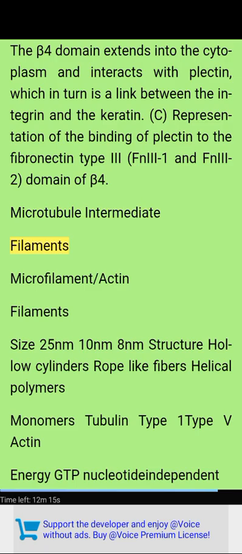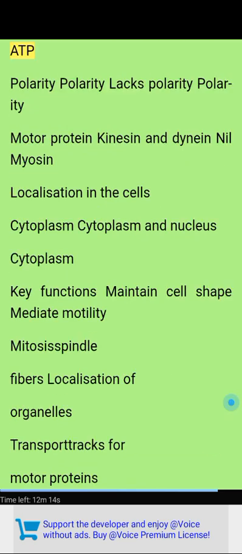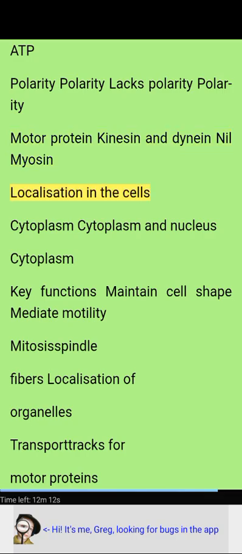Microtubule, intermediate filaments, microfilament (actin). Size: 25 nanometers, 10 nanometers, 8 nanometers. Structure: hollow cylinders, rope-like fibers, helical polymers. Monomers: tubulin, type 1 to type 5, actin. Energy: GTP, nucleotide independent, ATP. Polarity: polar, apolar, polar. Motor proteins: kinesin and dynein, myosin. Localization in the cells: cytoplasm, cytoplasm and nucleus.